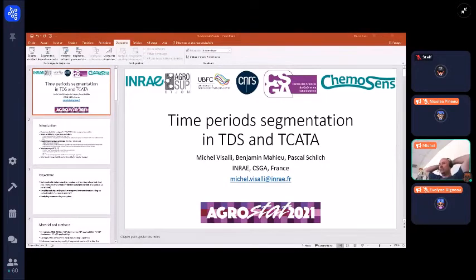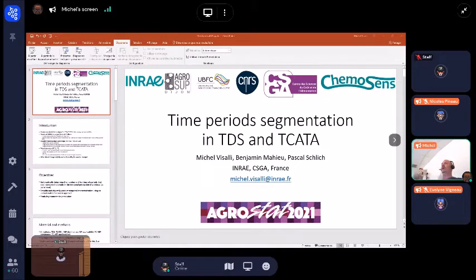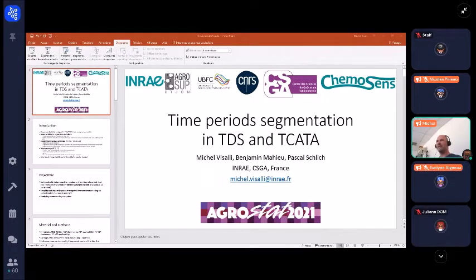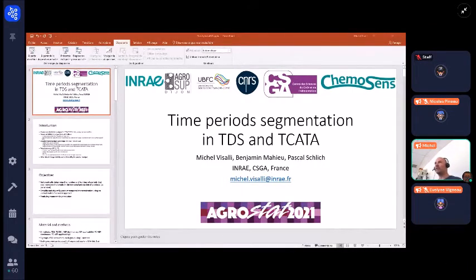As you saw before, there are numerical statistical analyses for analyzing TDS and TCATA data, as shown by Pascal and Caroline. There are many similarities, but even if the concept is different, the main analysis is the curves of attribute proportion of citations. So it's the closest representation of raw data at panel level, but it also lacks a global test.